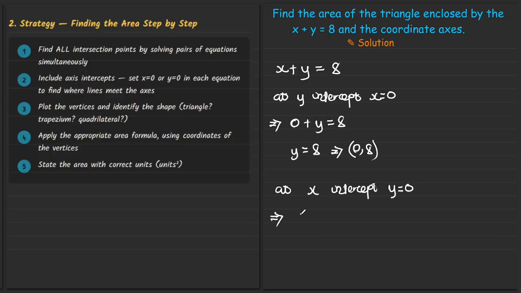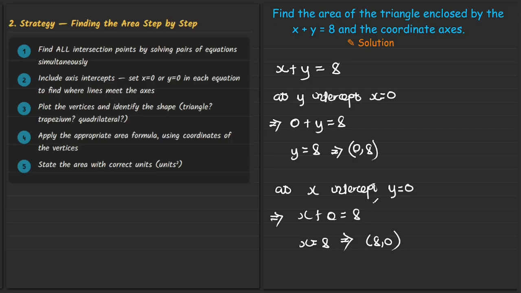So that is to say, x plus 0 is equal to 8. And our x is equal to what? 8. And that also gives us another coordinate. So we have what? 8, 0. At least these are the 2 points we have.